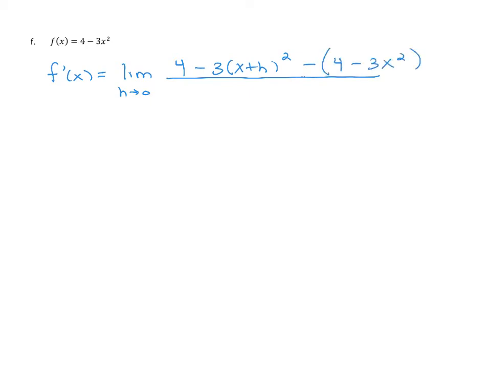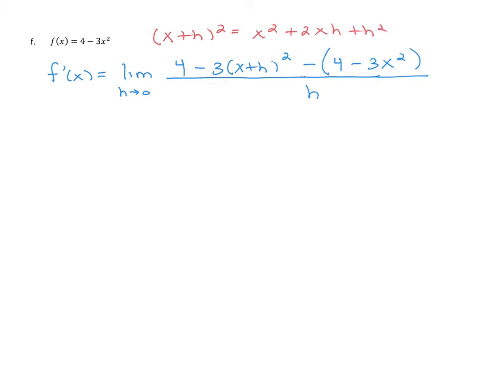To find f prime of x, I'm going to take the limit as h goes to 0 of, okay, putting in x plus h in place of x will give me 4 minus 3 times x plus h squared. And then I'm going to subtract off the function, which is 4 minus 3x in parentheses, all over h. Noting again that this x plus h squared is showing up a lot, I know it's equal to x squared plus 2xh plus h squared.